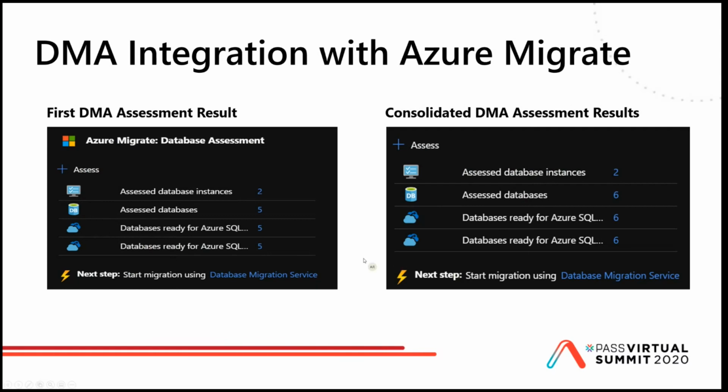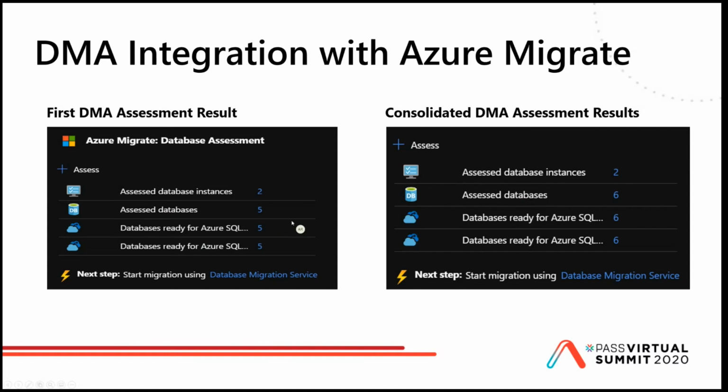This is the output from Azure Migrate. So you will see this information in Azure Migrate. In this case, we did the assessment of 2 database instances, total 5 databases, and how many databases are ready for the migration, on the different deployment options Oscar discussed, whether it's Azure SQL DB or SQL MI.